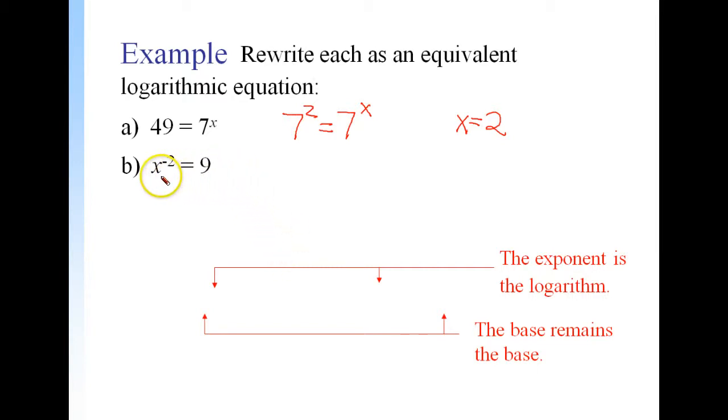Okay, now in letter B, it's a little different here because we're saying x is to the negative 2. This will equal 9, or I should say 3 here. Let's change that here.